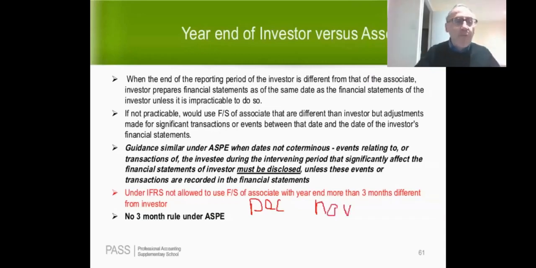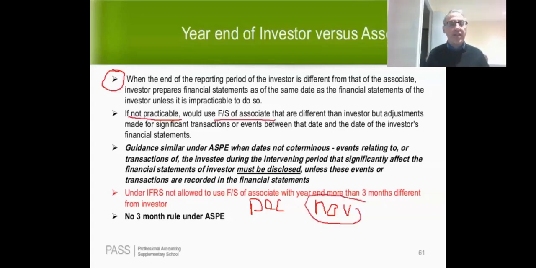So what I'm saying in the first bullet is, if it's practicable, for the purpose of applying the equity method, we would have the investee prepare special financial statements at the same date as the investor at December, and we would use those special financial statements to apply the equity method. However, very often it's not going to be practicable. If it's not practicable to prepare a special set of financial statements for the investee based on the December year end of the investor, then we would use the financial statements of the associates, even though their year end is 1 month off.